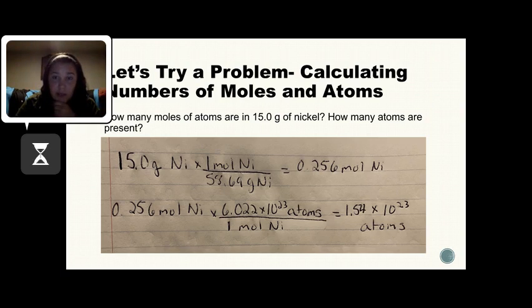All right. So now if we know we have 0.256 moles of nickel, we can then multiply that by our Avogadro's number, or the term mole, 6.022 times 10 to the 23rd atoms. And we end up finding that we have 1.54 times 10 to the 23rd atoms.